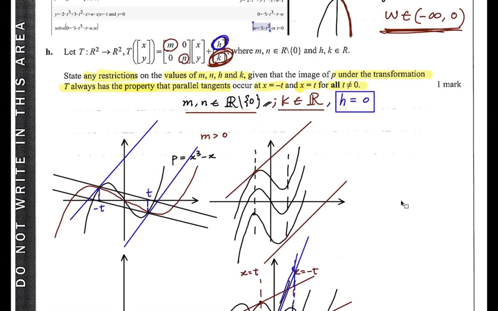What's interesting in the wording of this question itself is that they state any restrictions rather than the restrictions or all restrictions. That's a very interesting aspect of the phrasing. But anyway, we've tried our best to analyze all possible values for m, n, k, and h.